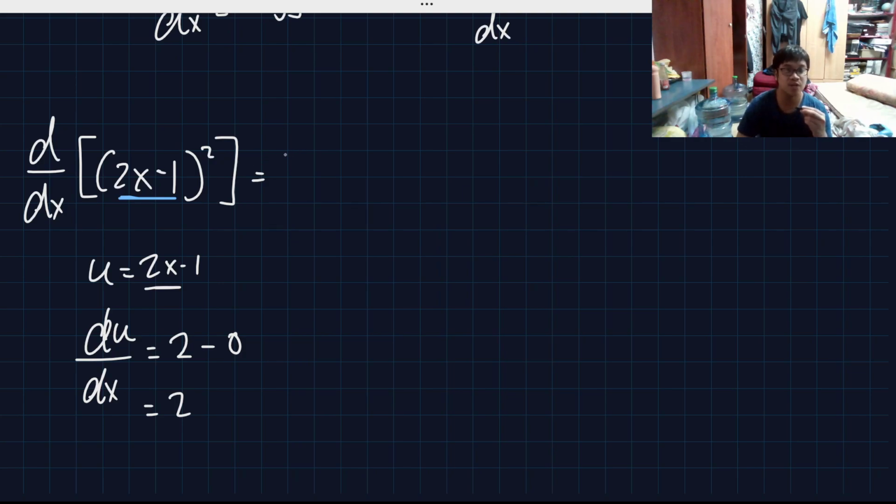Since we let u be 2x minus 1, we will have d of u squared all over dx. It would look like this. Now, we're going to get the derivative of your u. If you're going to get the derivative of your u, is it the same with the same rules basically? Previously we solved problems that had an x variable, right? So is it just the same for the letter u? Yes, it's still the same.